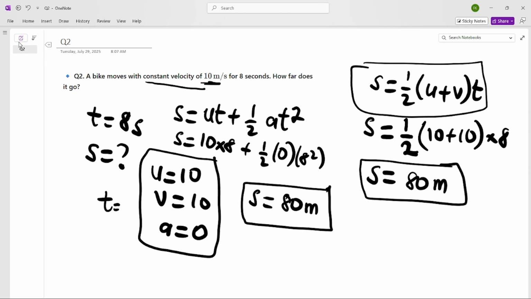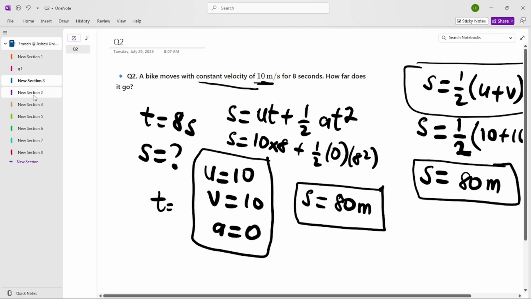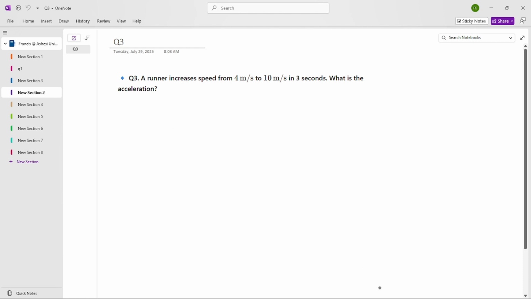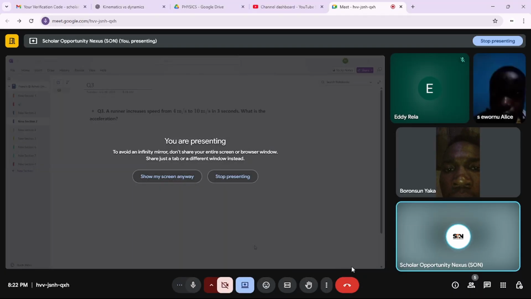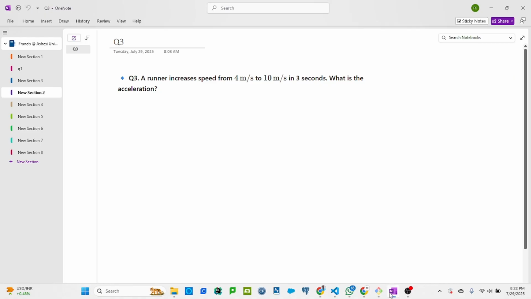Okay, good. Let's go and solve another question. This is another question that we are solving. This question says that a runner increases speed from 4 meters per second to 10 meters per second in 3 seconds. So we need to write down the parameters again.